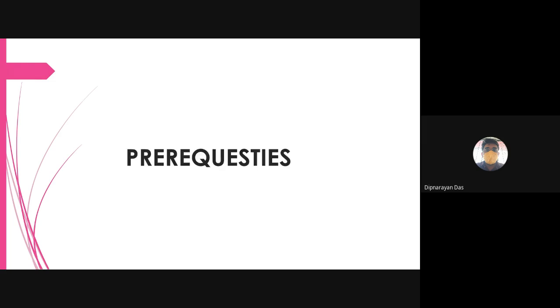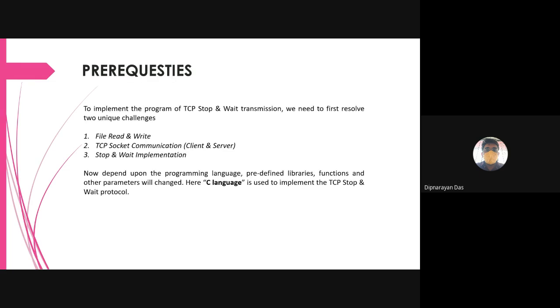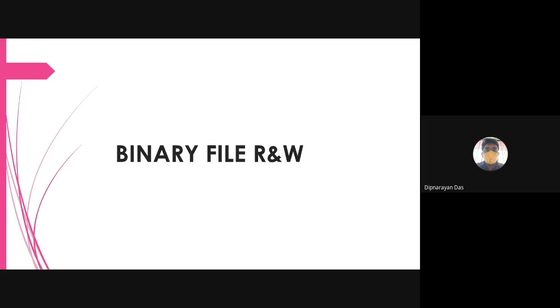There are some prerequisites we need to know to understand how this protocol is implemented in TCP. There are three main challenges: file read and write, TCP socket communication, and the stop and wait implementation. Here we have used the C language, so syntactically it may change in different languages. Let's first discuss the file read and write.